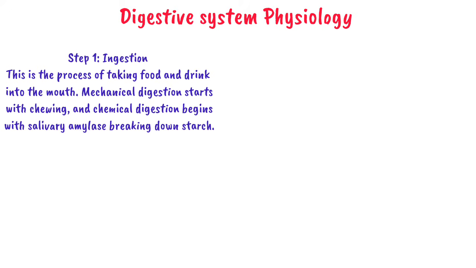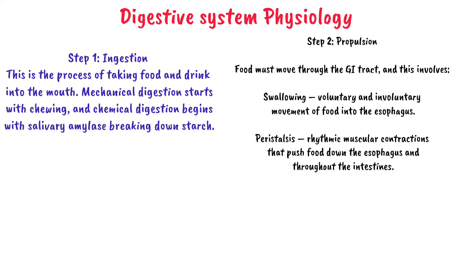Then step 2 is propulsion. Food must move through the GI system, and this involves swallowing and peristalsis. For swallowing, it is the voluntary and involuntary movement of food into the esophagus, and then peristalsis is the rhythmic muscular contraction that pushes food down the esophagus and throughout the intestines.